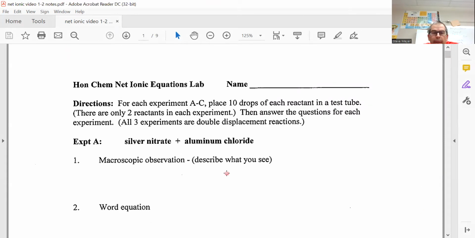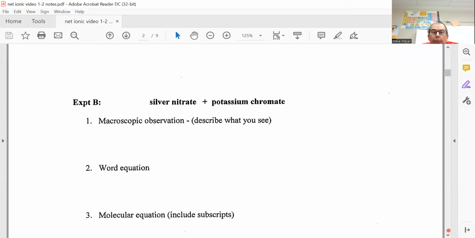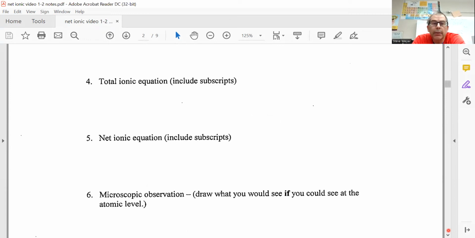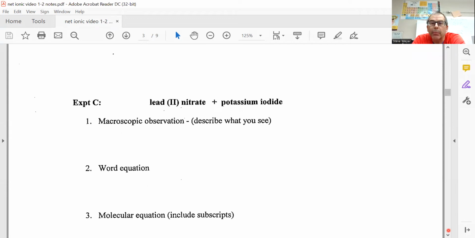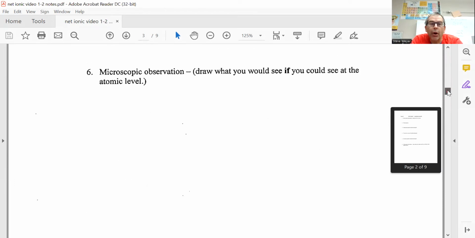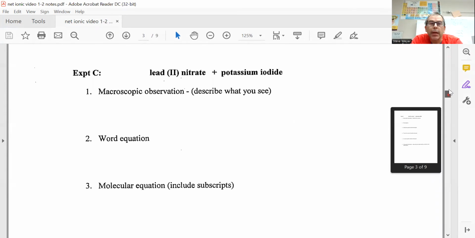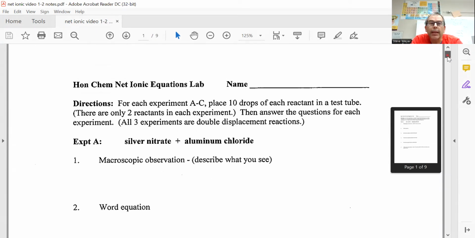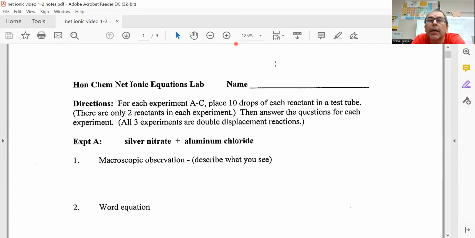So the first experiment is silver nitrate plus aluminum chloride. The second experiment is silver nitrate plus potassium chromate. And the third experiment is lead nitrate plus potassium iodide. I'm going to give you a visual of all three of these experiments. Let me stop my share for a second to get a bigger screen.